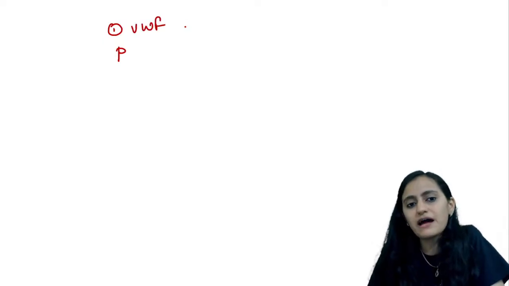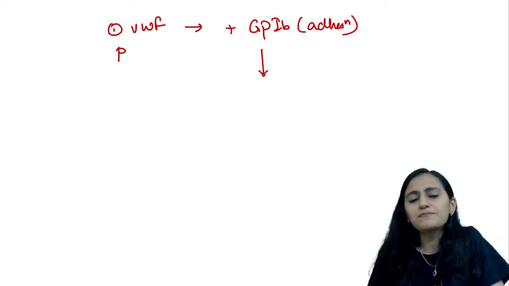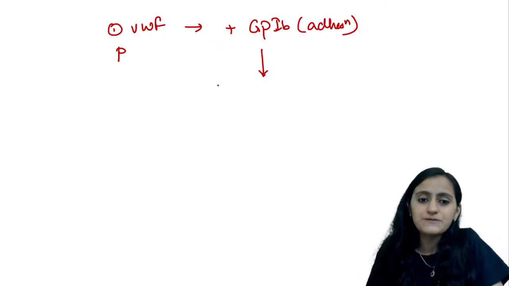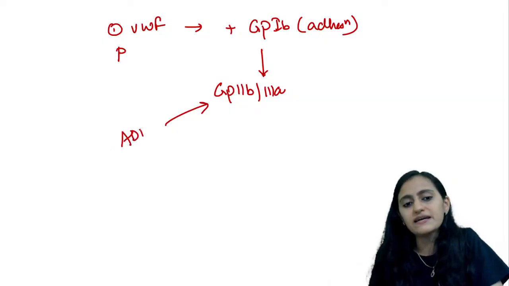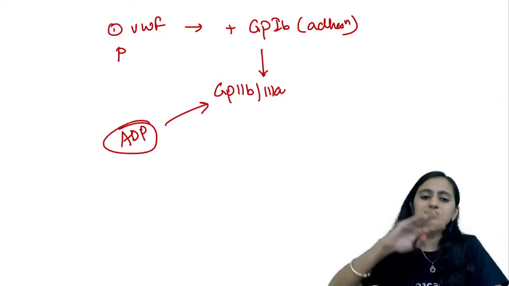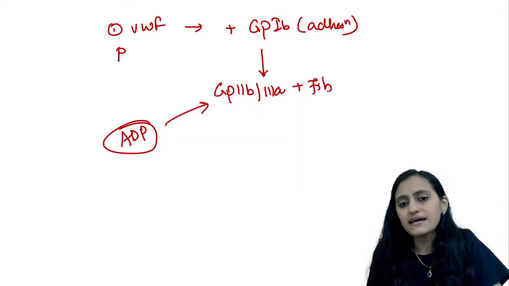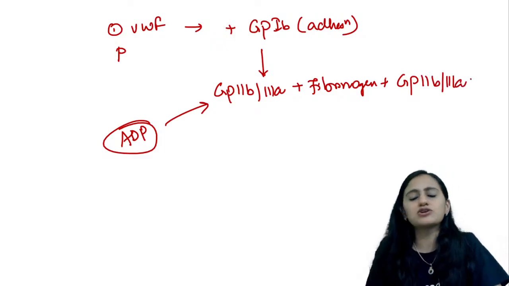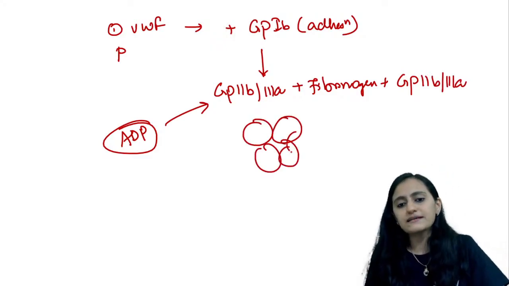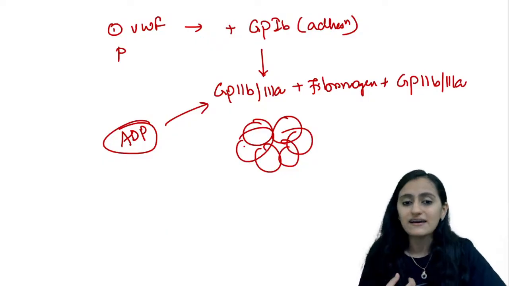So the first thing in your thrombus formation is your endothelial injury. You have von Willebrand factor coming, to which binds your GP1B9, which is basically platelet adhesion. After platelet adhesion, you want platelet aggregation, which is GP2B3A. This comes on the surface by the action of ADP. So ADP causes this to come on the surface. This binds with fibrinogen, plus it binds to other GP2B3A receptors on platelets. That is how all the platelets get clumped together and you get platelet aggregation.